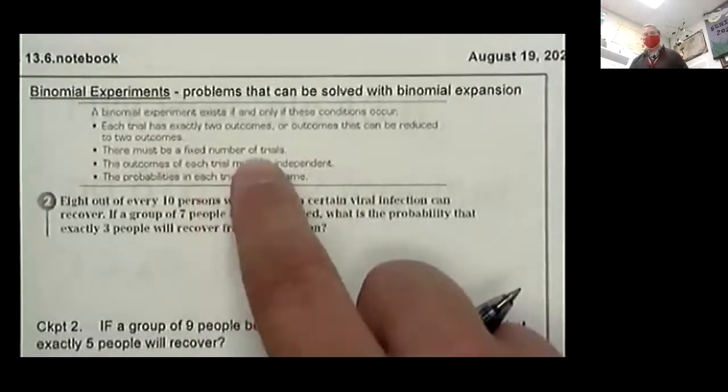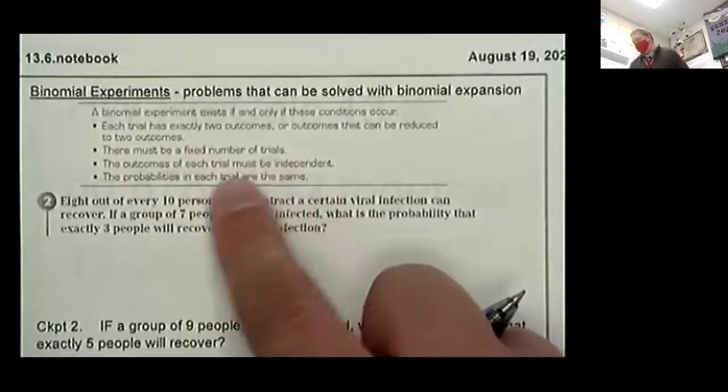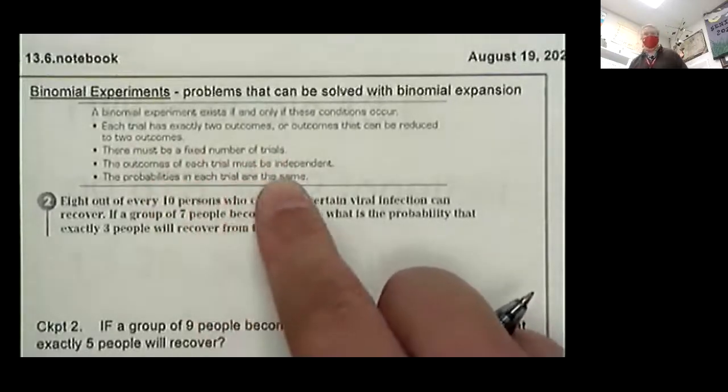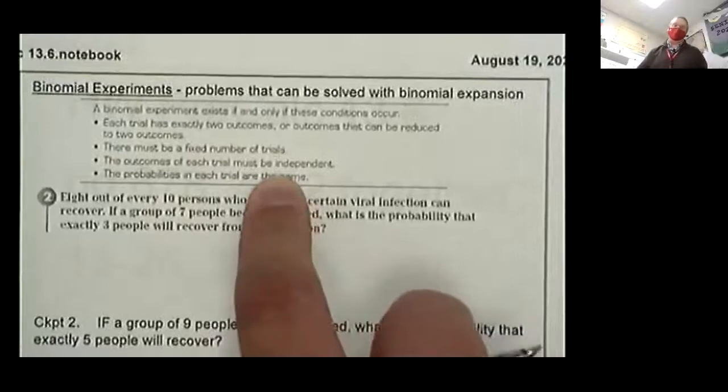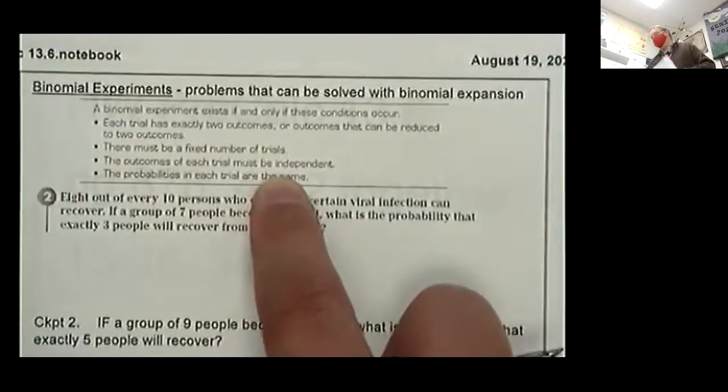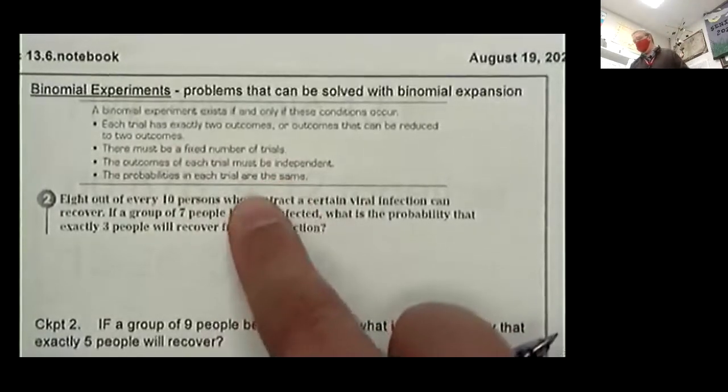There must be a fixed number of trials, can't be infinite. The outcomes of each trial must be independent, so the matter that 1 tree lives or dies can't affect another tree living or dying. And the probabilities are the same in each trial.